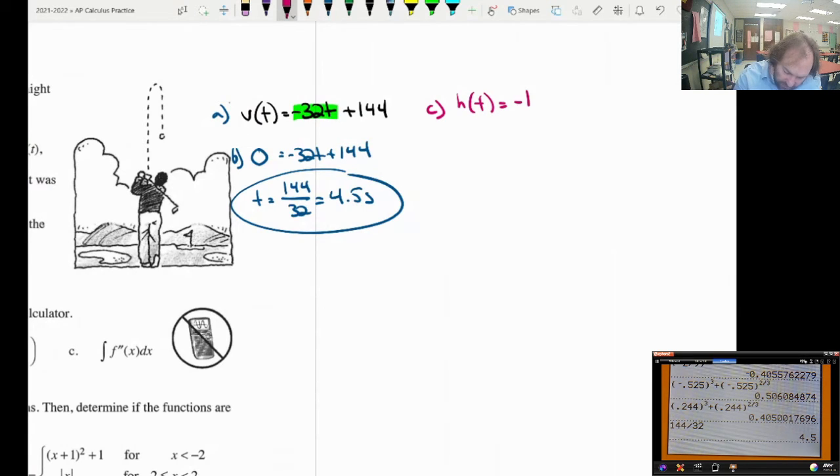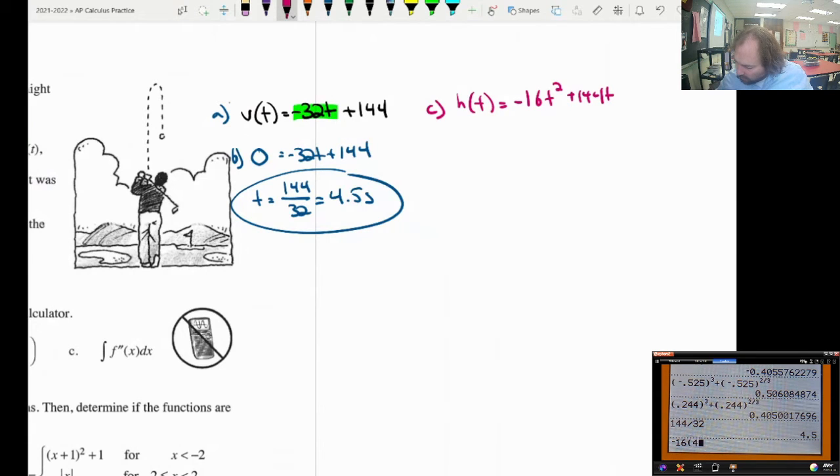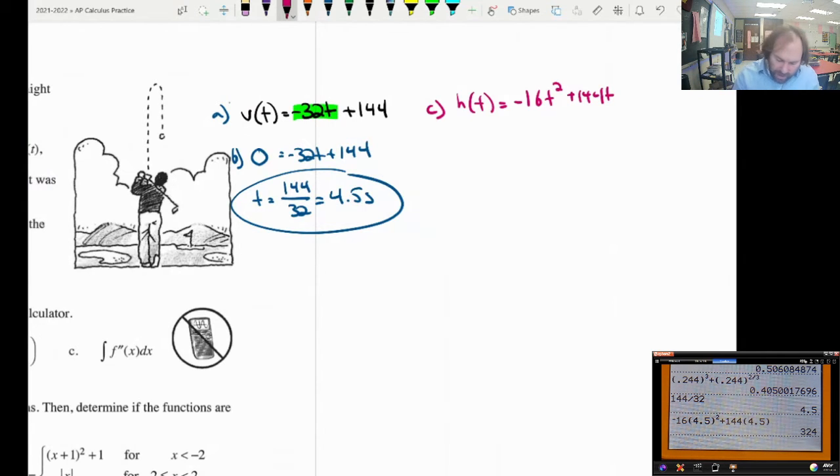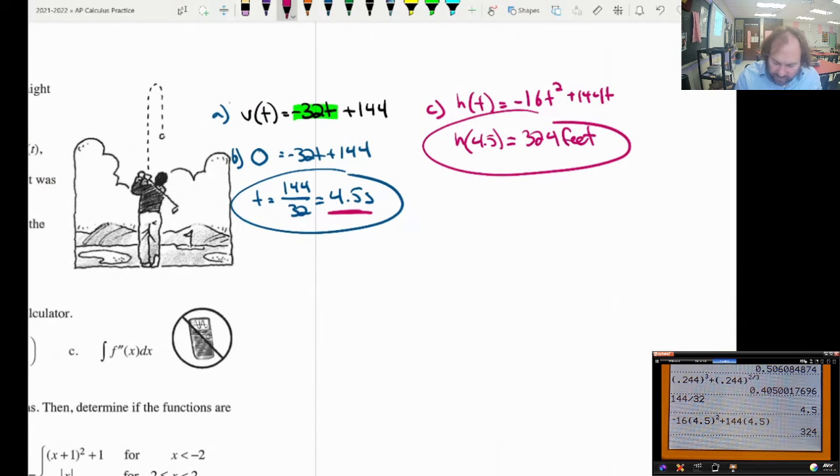It's going to be negative 16t squared plus 144t plus 0, because the initial height of the ball would have been 0 feet because it started on the ground. So all we got to do is go to the calculator and do negative 16 times 4.5 squared, plus 144 times 4.5, and find out that our maximum height at 4.5 seconds is equal to 324 feet. And so at 4.5 seconds, the ball hit a maximum height of 324 feet.